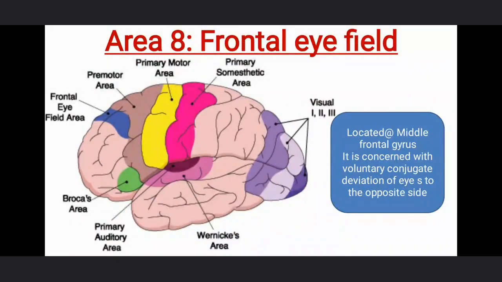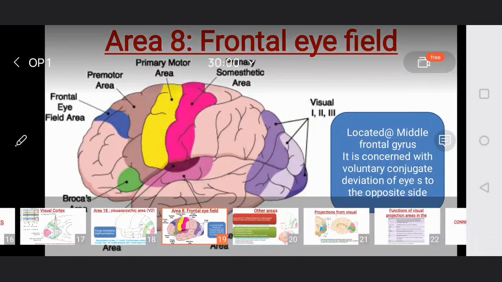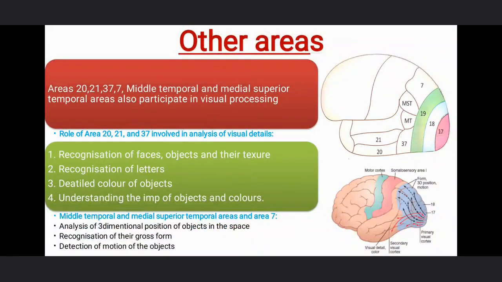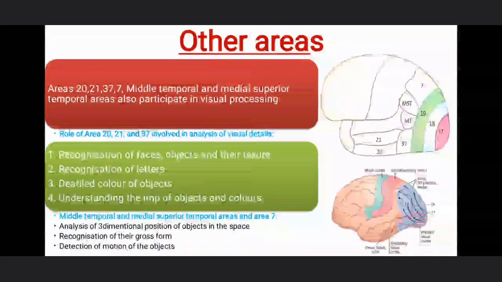Now the frontal eye field, area 8, located in the middle frontal gyrus. It is concerned with the voluntary conjugate deviation of the eyes to the opposite side. Okay, now coming to other areas. Areas 20, 21, 37 and 7, which are located in the middle temporal and medial superior temporal areas, also participate in visual processing.